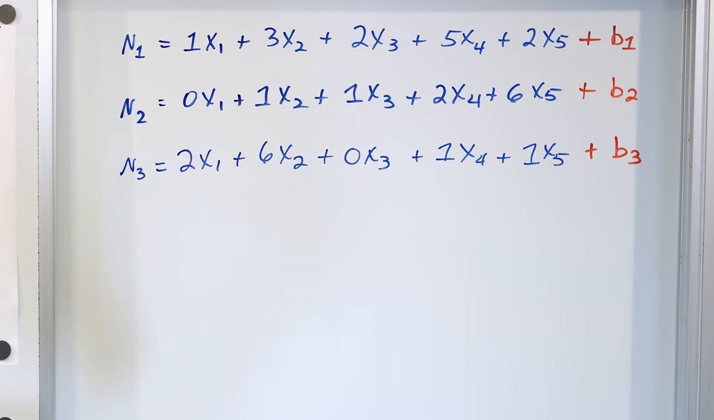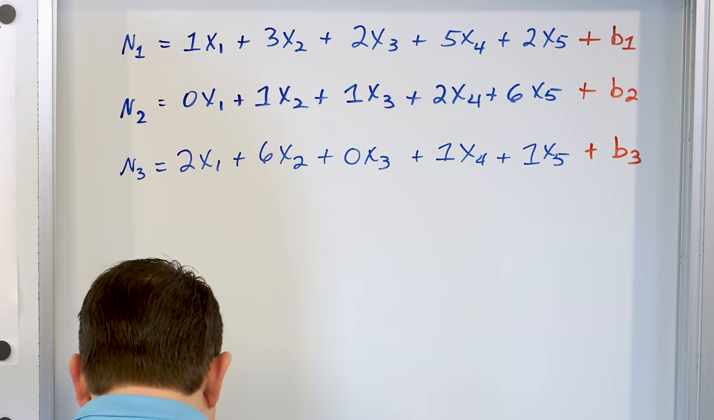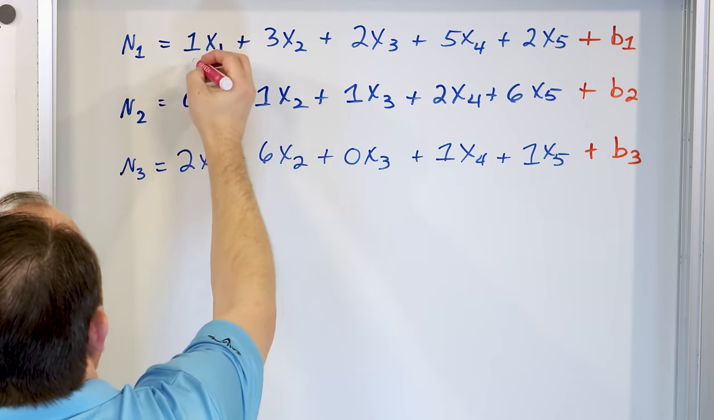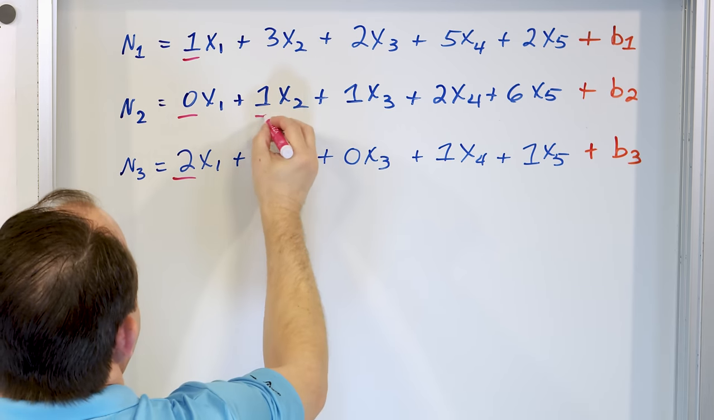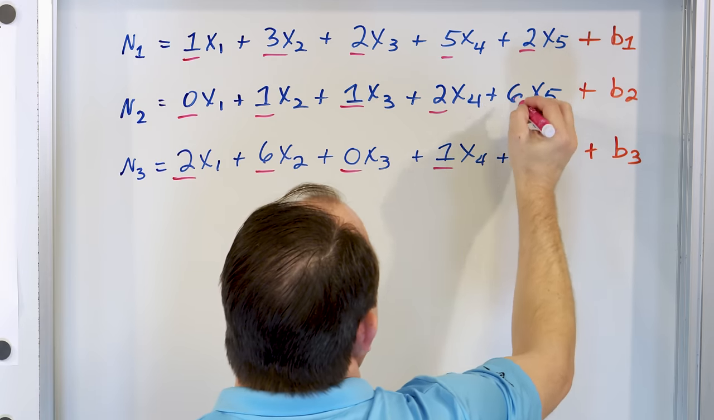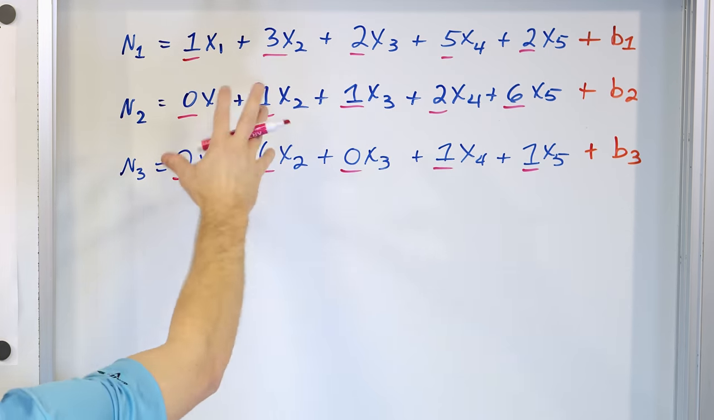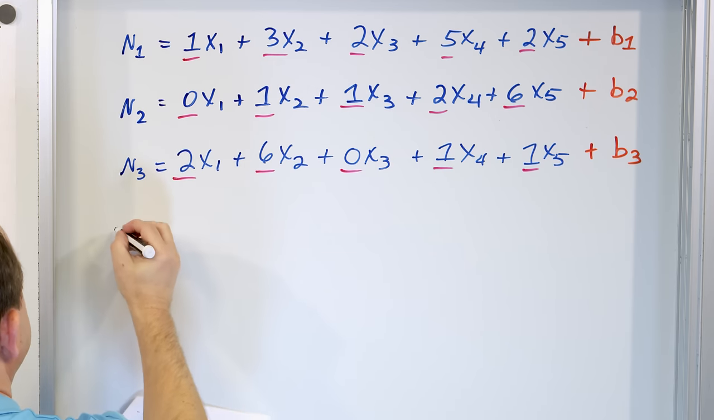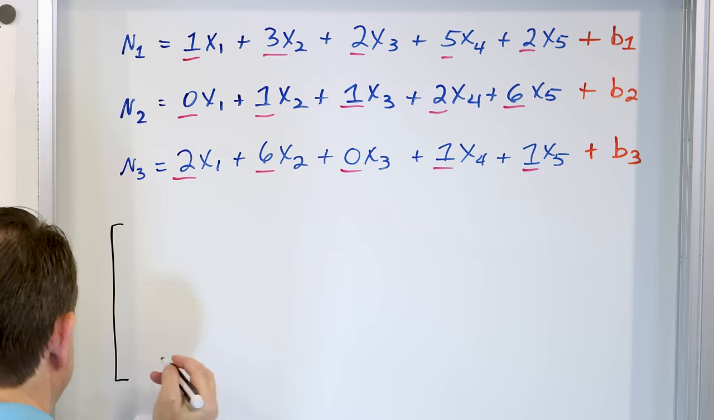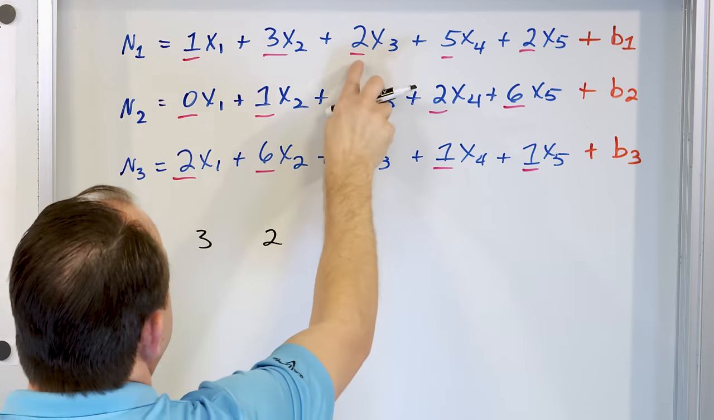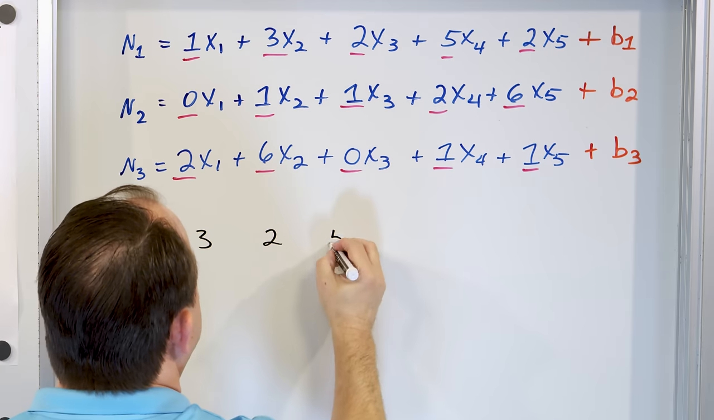What you do is you take all of these, and I'm going to underline them in this color. I'm going to underline all of these values just to make it easy. These are the important values for the network because they govern the relative weights in the connections there. And so what you can do is make a matrix of these values. So you could say 1, 3, 2, 5, 2.